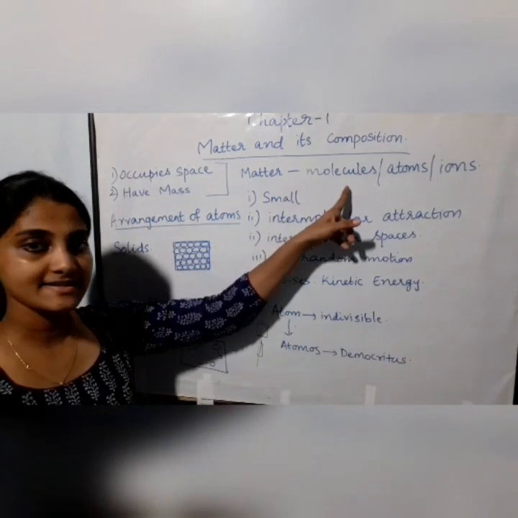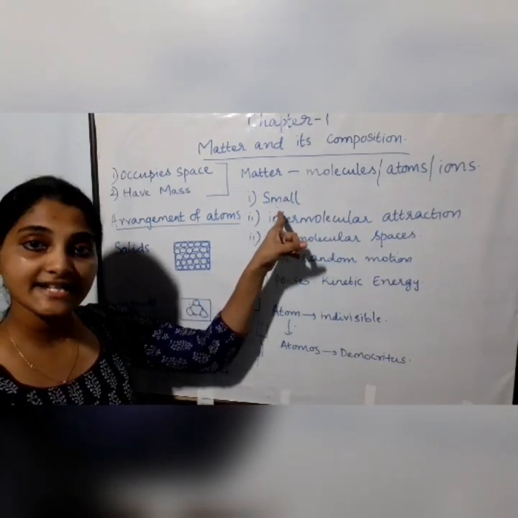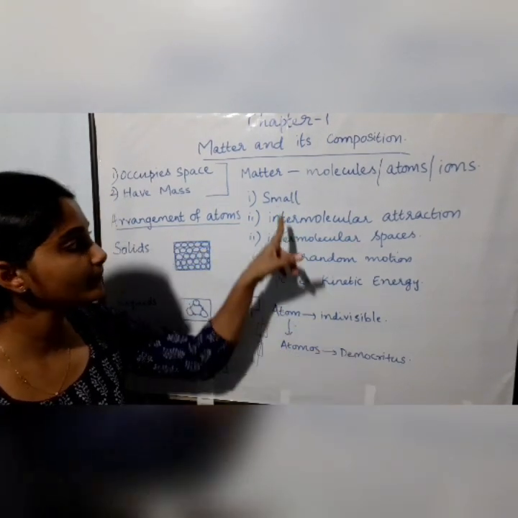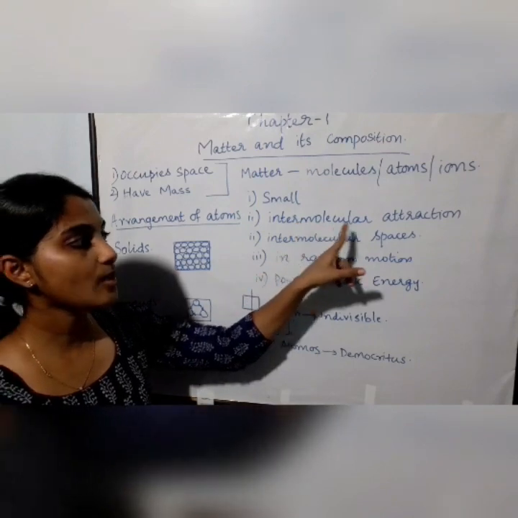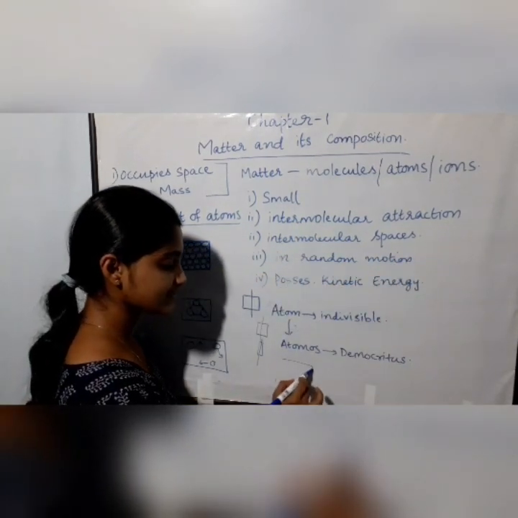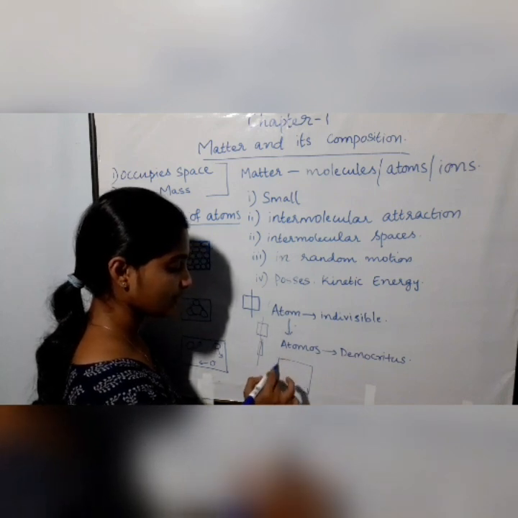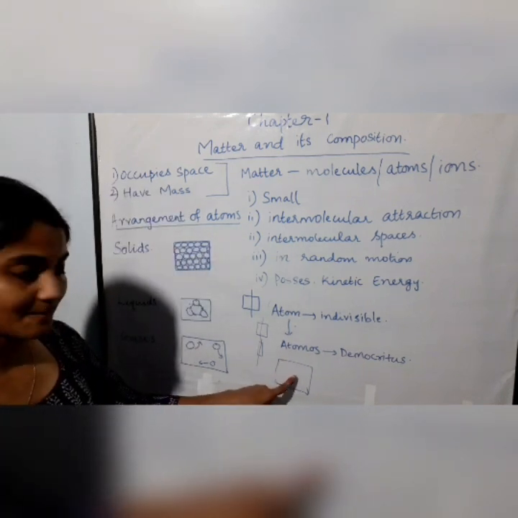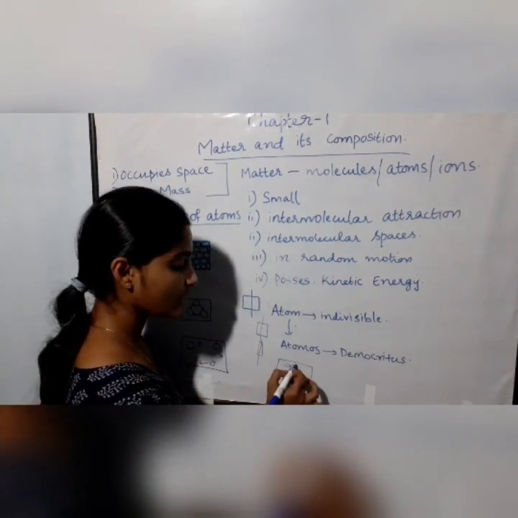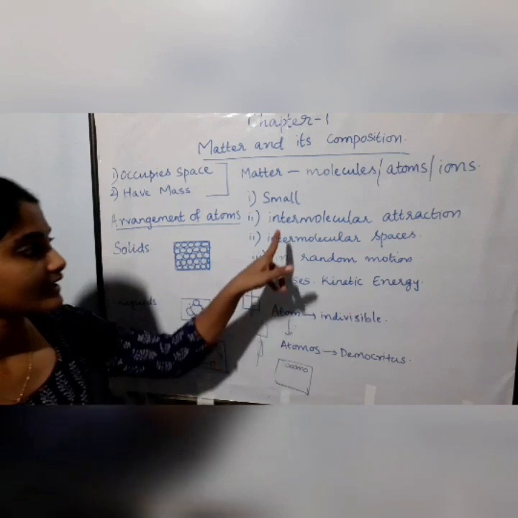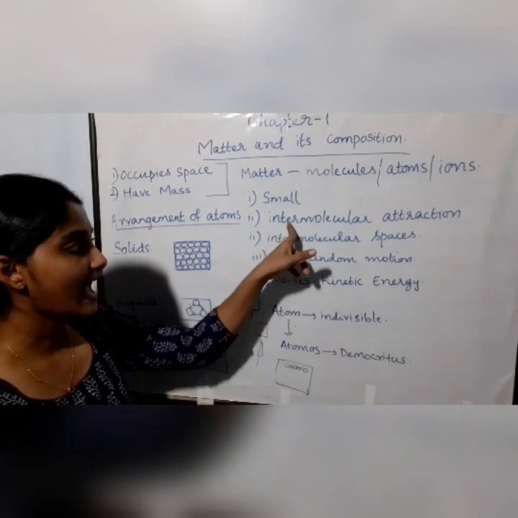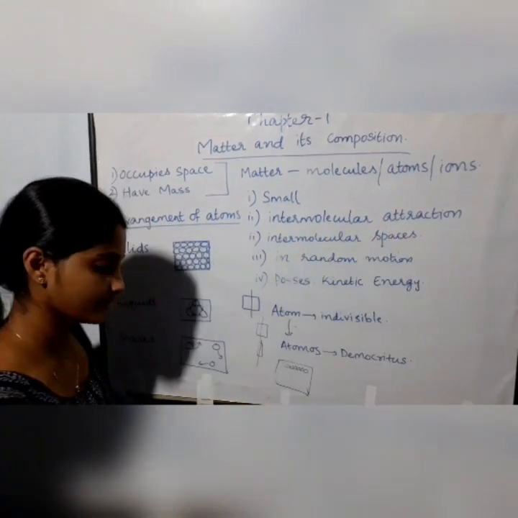Now let us see the characteristics of these particles. These particles are very small in size. As we saw, these are indivisible. Now they have intermolecular attraction between them. If you take a substance, we have seen that this is a matter that is comprised of small particles called atoms. These particles have intermolecular attraction.